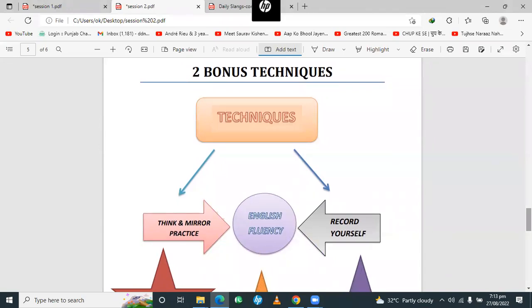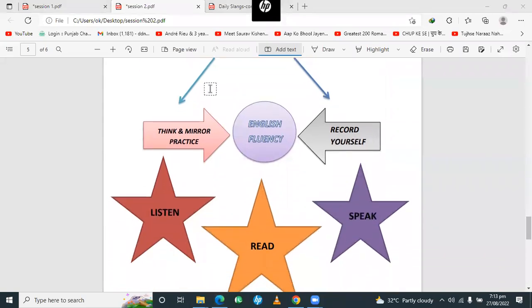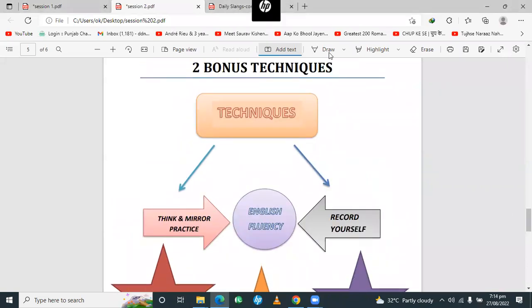The next problem was why your mind goes blank and how you can tune your brain in English. Words are not coming into your brain, into your mind. So we have some other practice, which is description practice. We'll do it some other day. For today, we have this practice. Here are the two bonus techniques. What are these two bonus techniques?